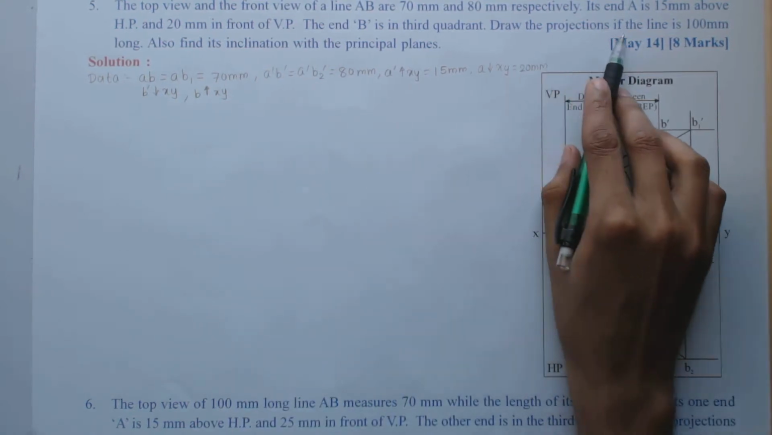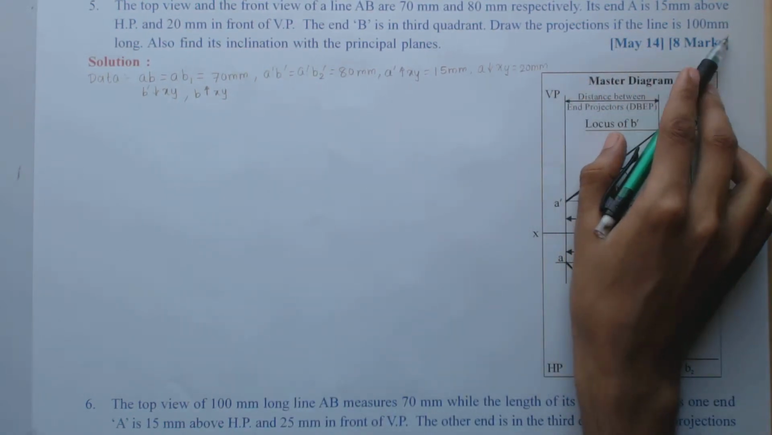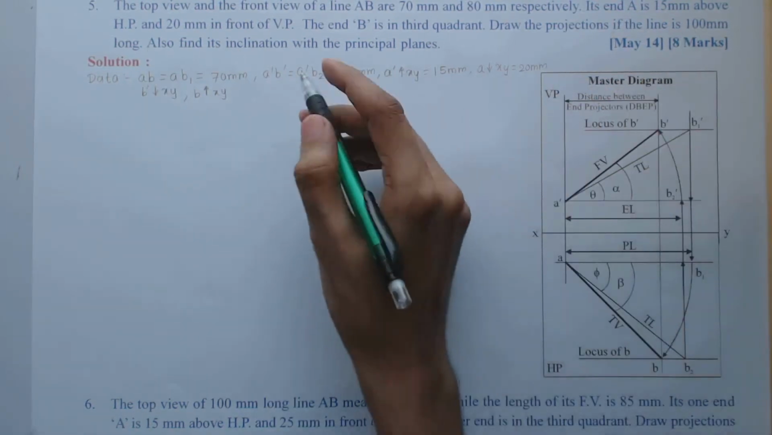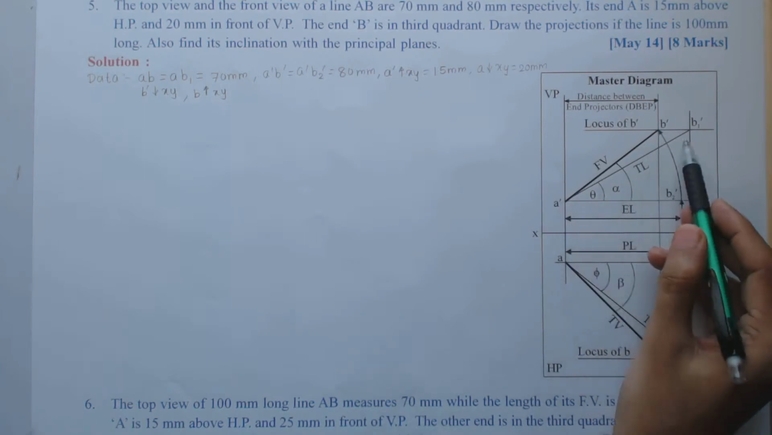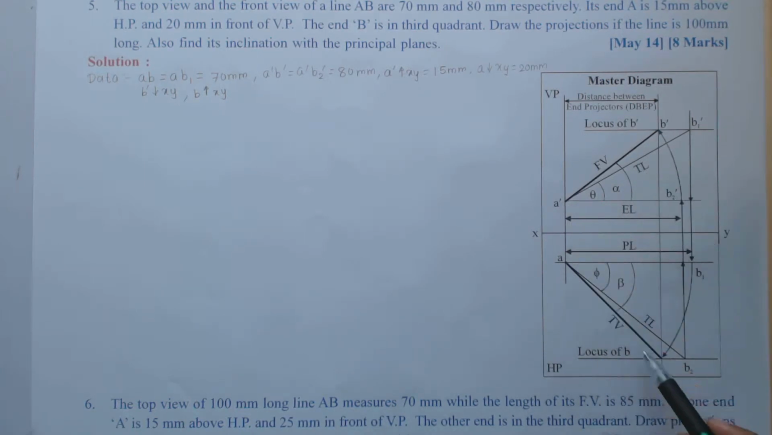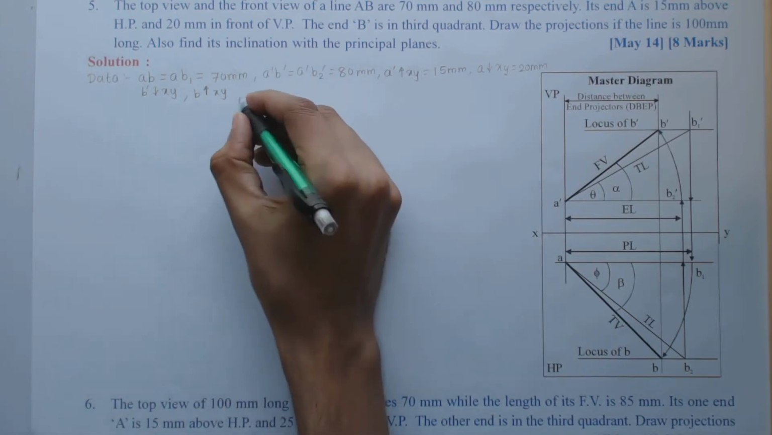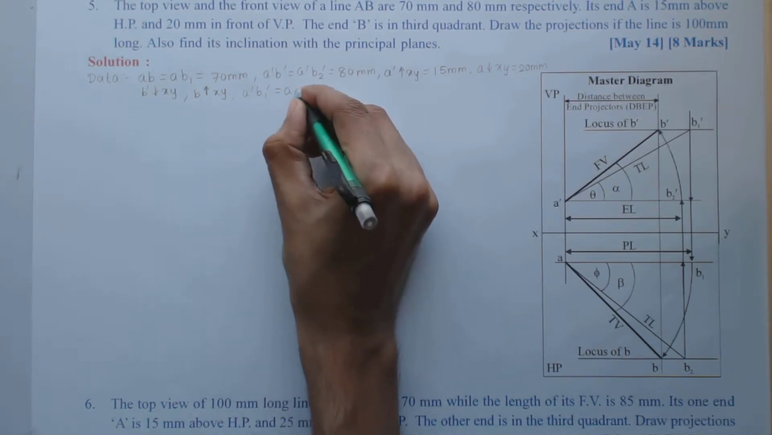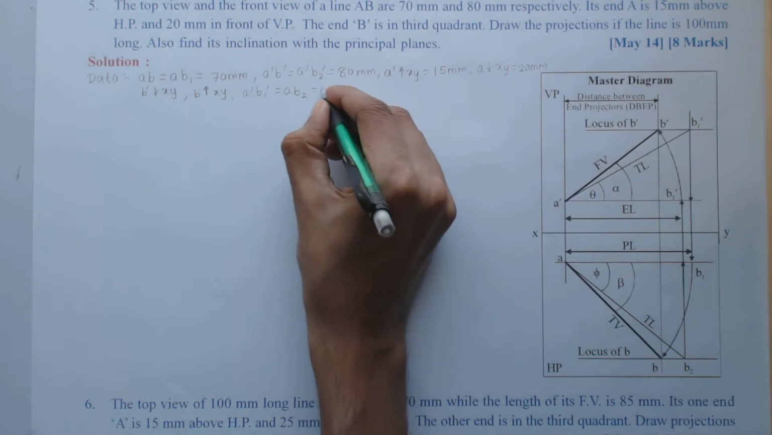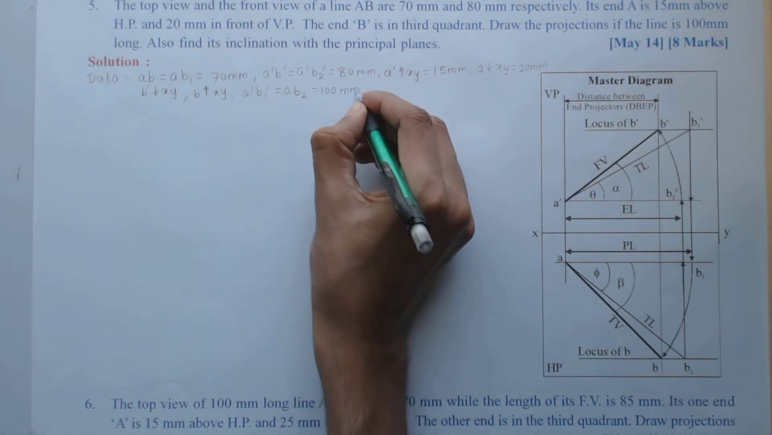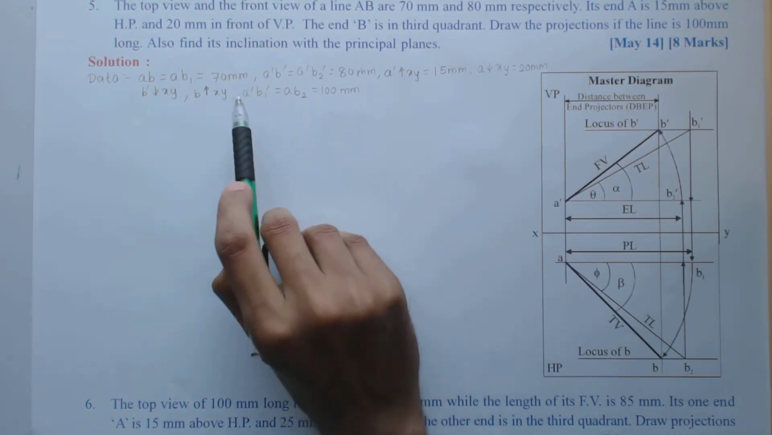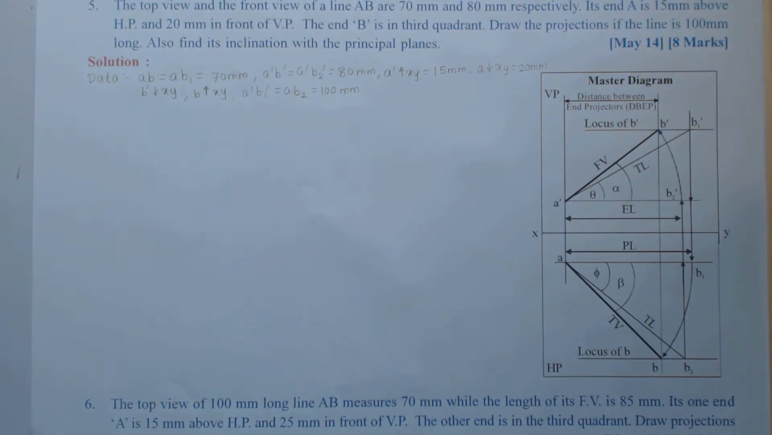Okay. Draw the projections if the line is 100 mm long. Now true length is given here, 100 mm. So I can write the data as A dash B1 dash, which is the true length in front view, and AB2, which is the true length in top view. So A dash B1 dash is equal to AB2 is equal to 100 mm. Obviously true length is always greater than top view and front view length. So now we'll start with the actual solution.